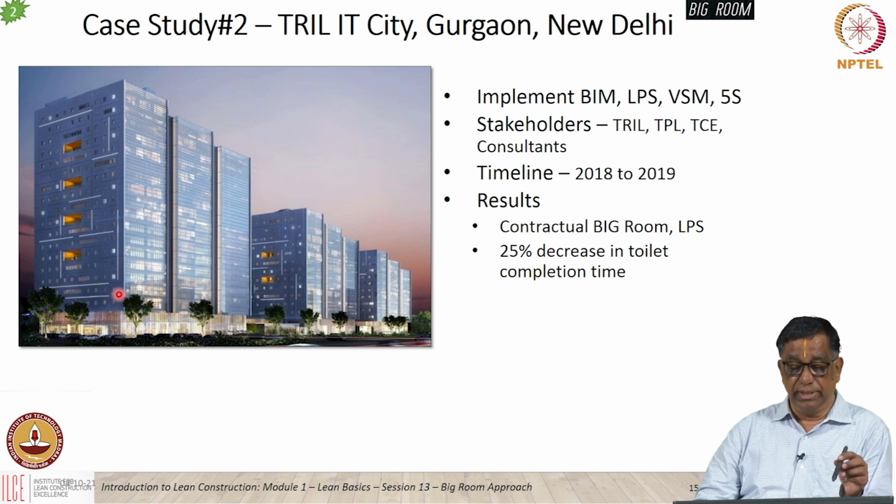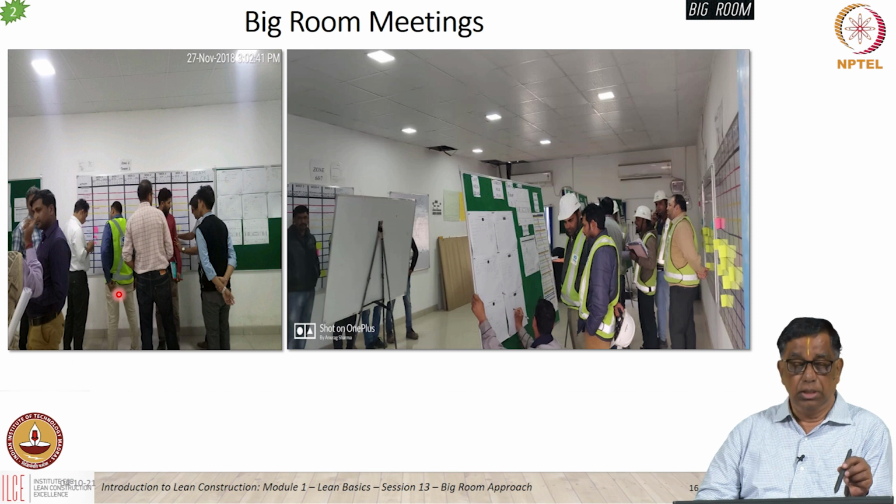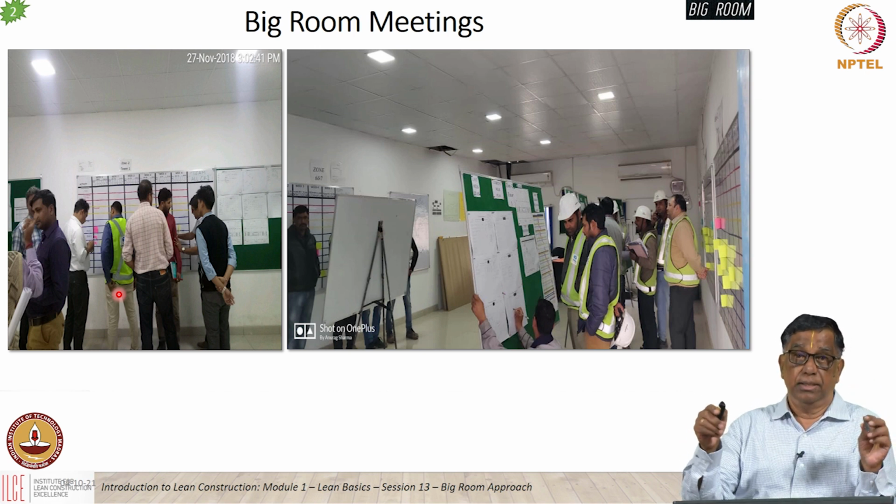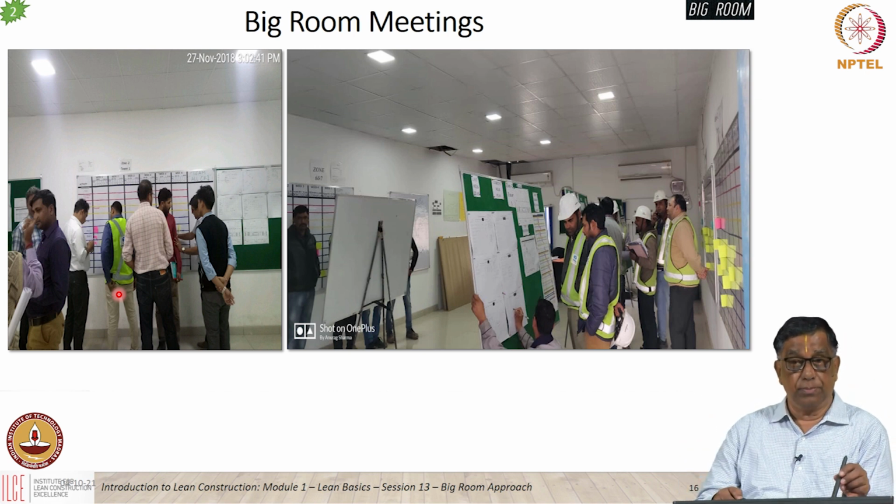The other project actually again was a Tata project. It was in Gurgaon in New Delhi, a large building complex, and here they had a formal kind of big room. They labeled it on the outside as a big room, and they have a number of protocols for how people had to behave in the big room.